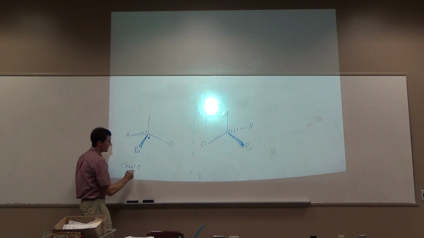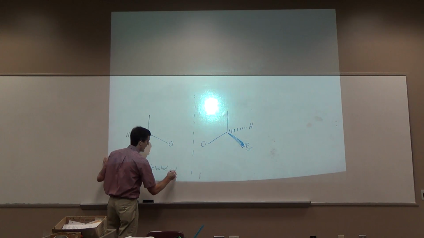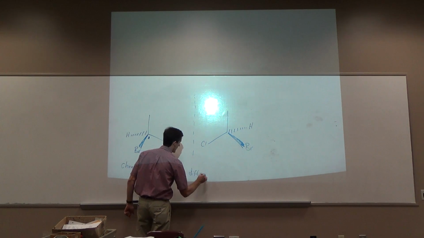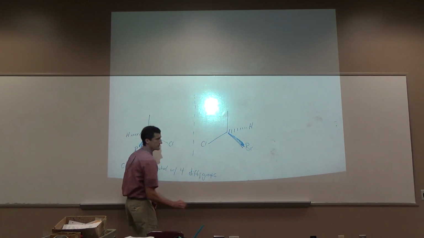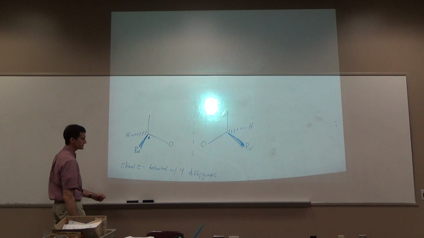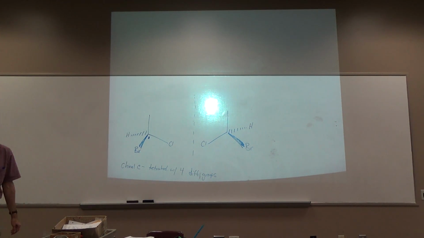Let's define chiral carbon. It's a tetrahedral carbon with 4 different groups. And that's really not the broadest definition. That's a little bit sort of narrowed down. That's sort of a good working definition.